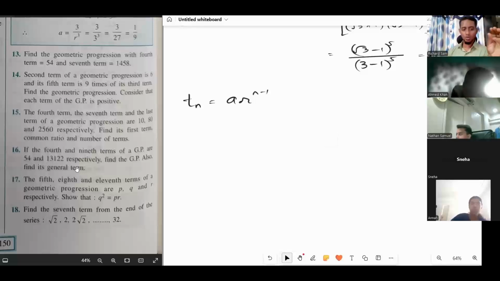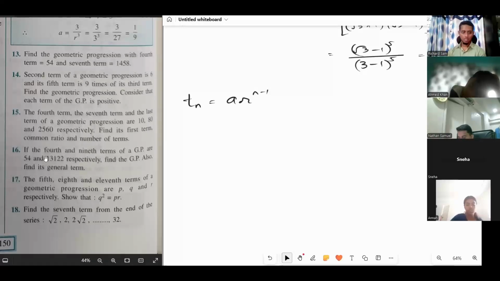Here they're asking you to modify this Tn by substituting the value of A and R. Leave n as it is because we don't know what term we are finding, but we know what is A and R for this particular GP. Once you substitute the value of A and R, you will get the formula for the general term, meaning to find Tn for this particular GP. Put A, put R, leave n as it is. Then that will be the formula to find Tn for this particular GP.